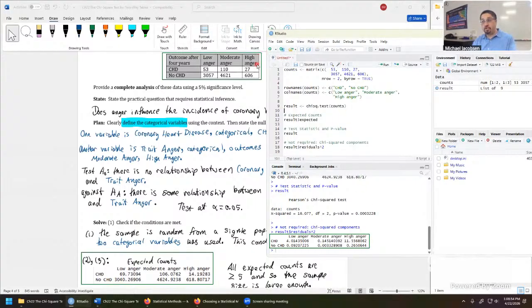It looks like there is a relationship between coronary heart disease and trait anger in the sense that high anger seems to correlate with coronary heart disease. But notice one thing we can never say is high trait anger caused the coronary heart disease. That would be a conclusion we cannot make because this was not an experimental design. So once again, we're going to make kind of an overall test conclusion, but if you're interested in saying a little bit more about it, these values right here is what guides the results.